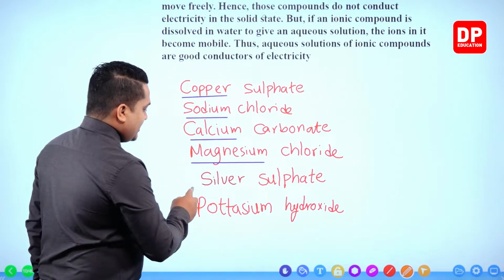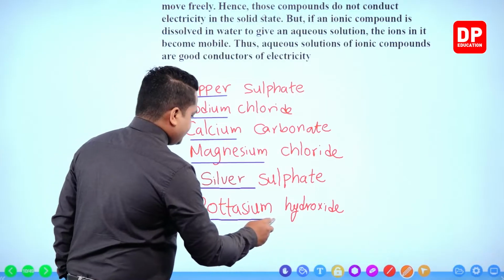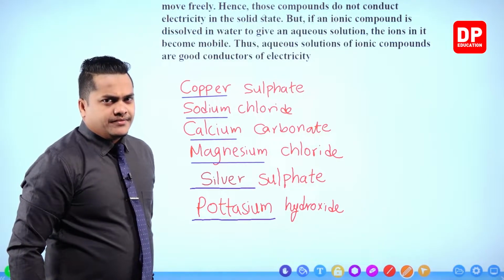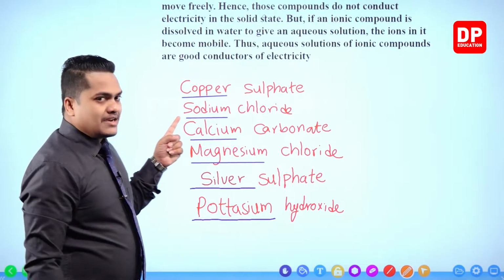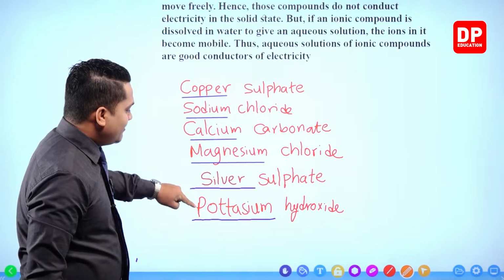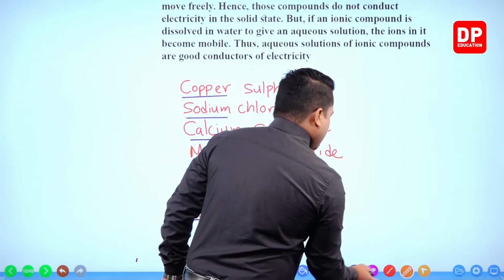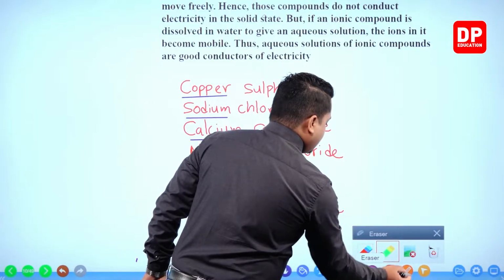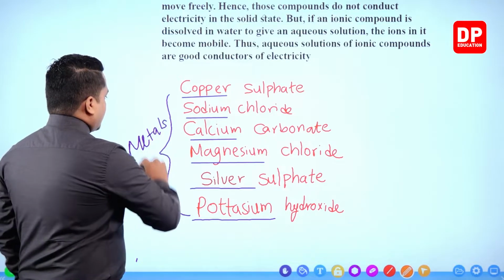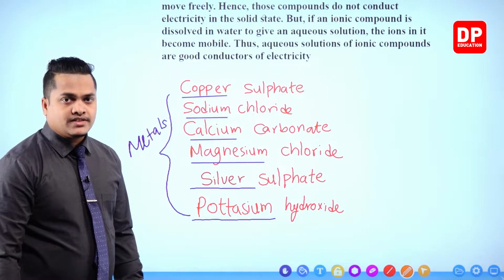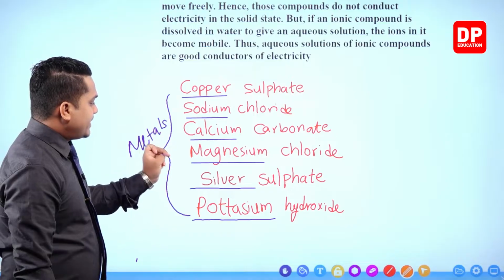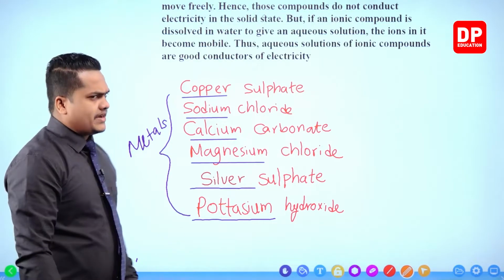So let me explain about the specialty in ionic compounds. I have underlined their specialty over here. What is the specialty? In these ionic compounds, copper, sodium, calcium, magnesium, silver, potassium, all of these substances are metals. As you can see here, it's very clear to us that all of these substances are metals.